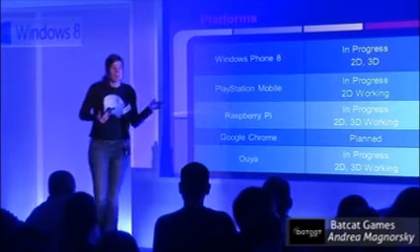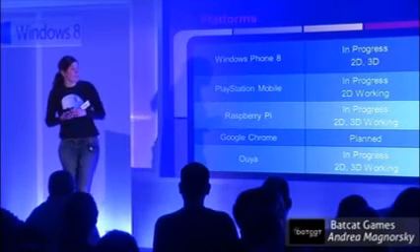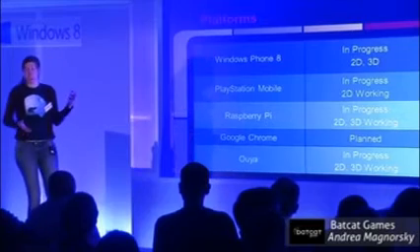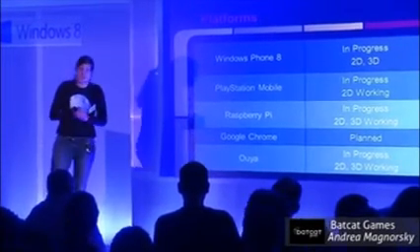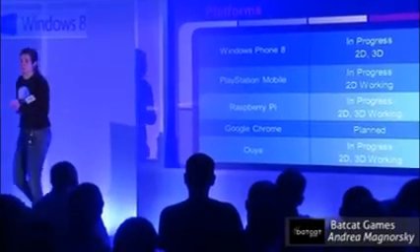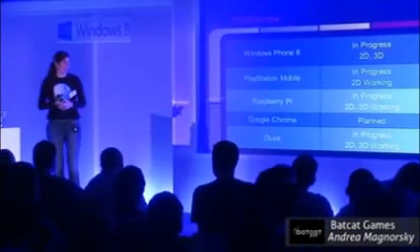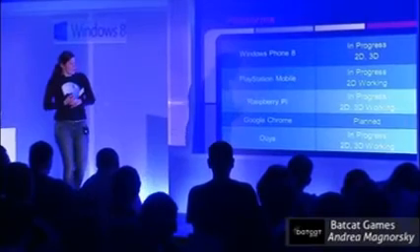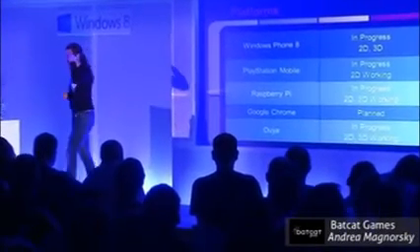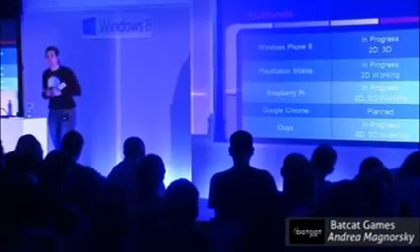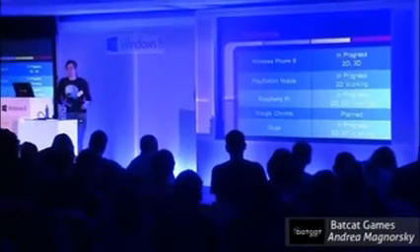PlayStation Mobile, 2D is working, 3D is in the pipeline. Raspberry Pi is early days, but it's kind of cool, and it's a nice platform. Google Chrome, planned, mostly because they have some of the code from Bastion, from Supergiant Games. And Ouya, 2D is looking pretty good. If you check out the Monogame YouTube channel, you should see exactly where they're at.